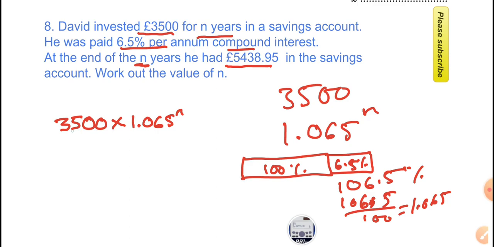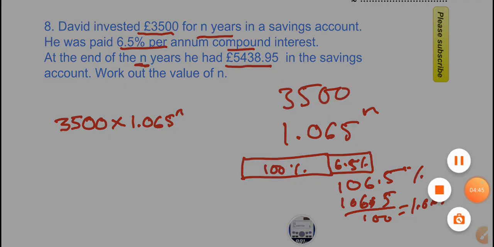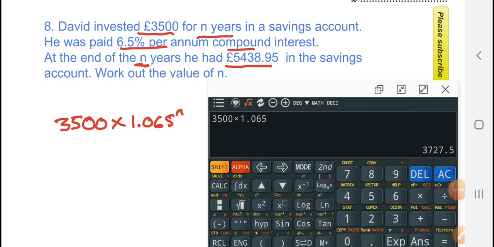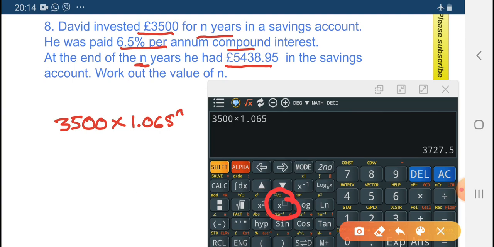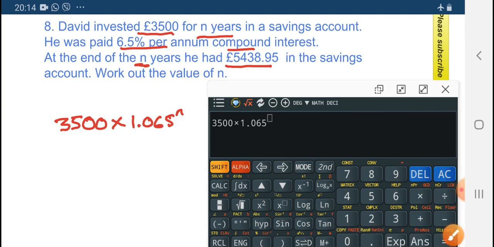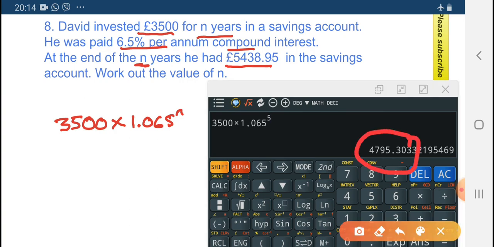So I can see from 3,500 to get to 5,438, it's quite a big jump. So I'm going to guess that n is 5, to the power of 5. I've got my calculator ready. I've already typed in 3,500 times 1.065, and now I want to use the power button, which is this one here, and I'm going to assume 5 years. When I type in 5, I only get 4,795. Can you see this amount is still less than my target amount? So 5 years was too low, but we need to keep a record of that.